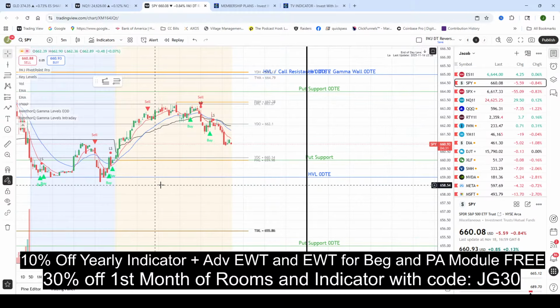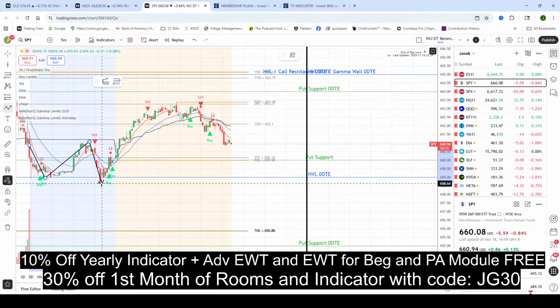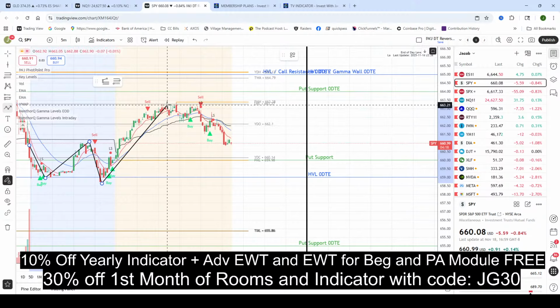Really great levels to trade off of are going to be your pre-market low, which is down here, also at the high volume level. You can see in the post-market here, they still respected that high volume level, came back, and respected it again, even though they made a lower low and bounced. So that level is a place I would love to look for a buy signal.